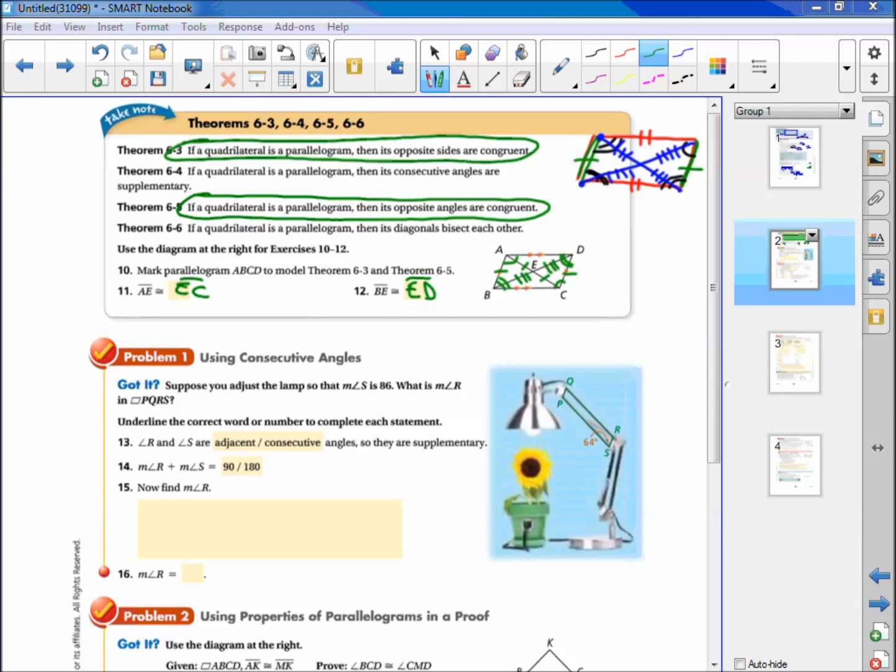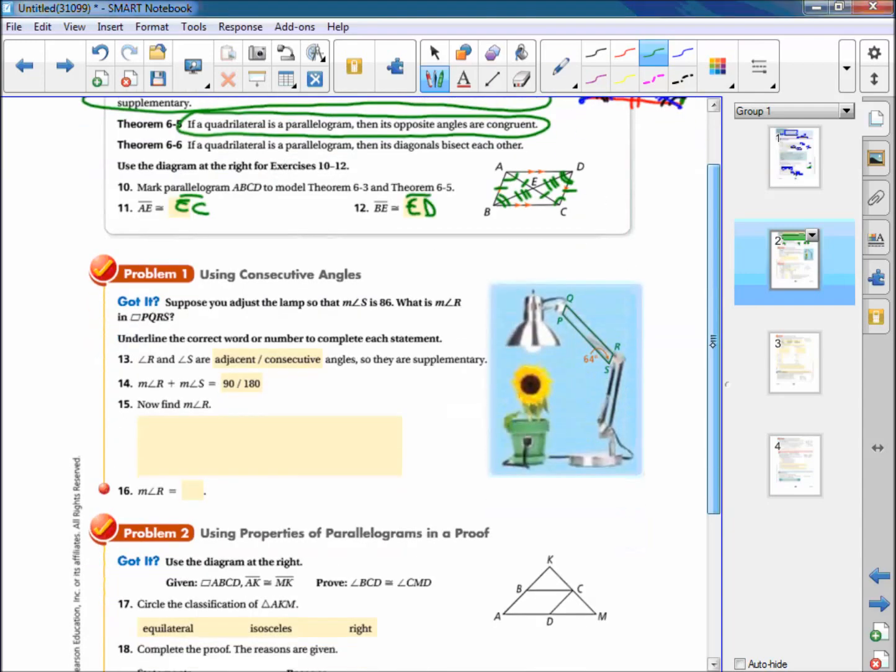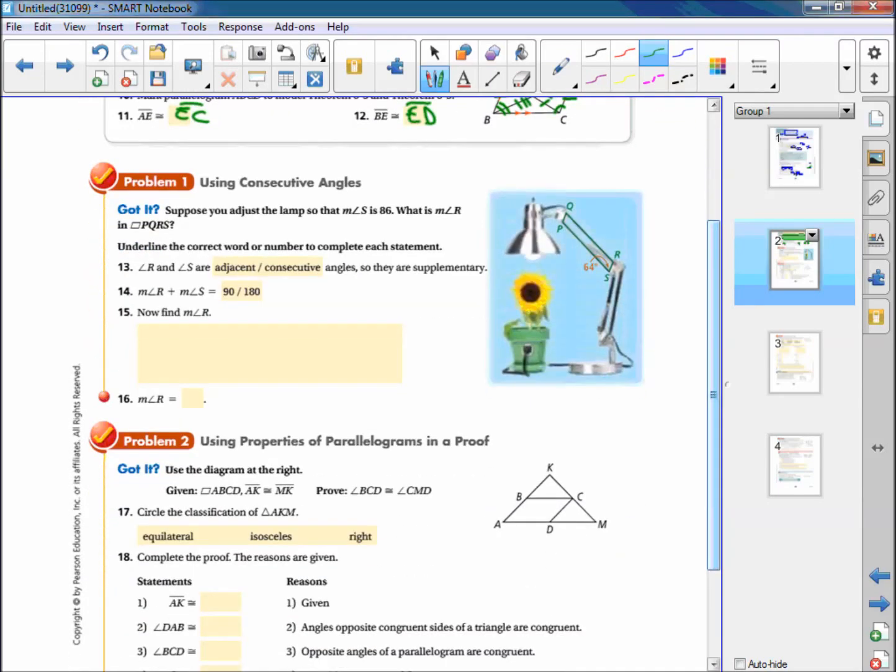All right, use consecutive angles to help us. So that's this one right here. If a quadrilateral is a parallelogram, then its consecutive angles are supplementary. Okay, so let's see. Suppose you adjust the lamp so that the measure of angle S is 86. So currently there's a little parallelogram over here, QRSP, and S is 64. So we want to adjust it so that S becomes 86. What is the measure of angle R going to be?